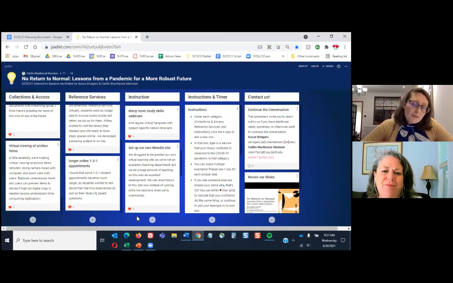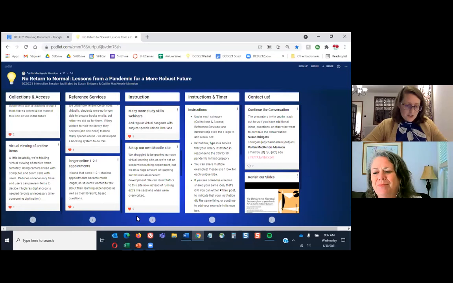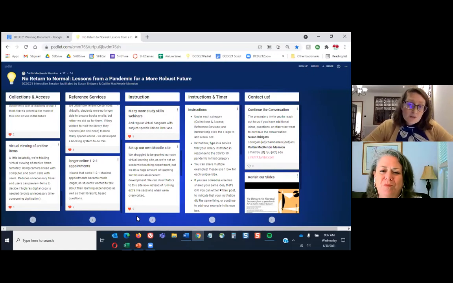Yes, so what I'm curious is, so this idea of the virtual viewing of archive items, is this something that your library was doing? So I see that it's a trial. I'm curious, is this something that you would continue doing with your library after you resume your post-pandemic normal operations? Or is this something that you would really only be doing during this COVID era? And if there's no return to normal, what is the new normal for you?